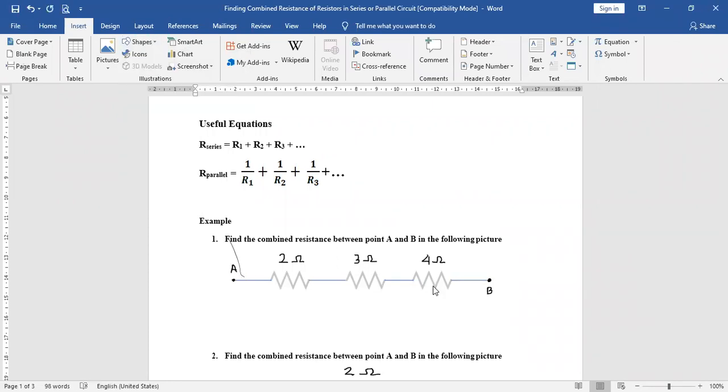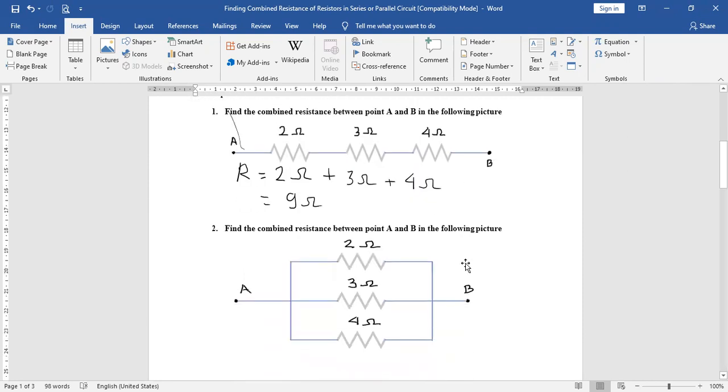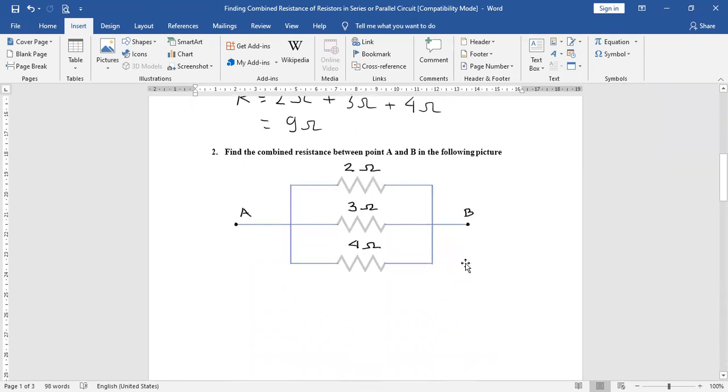Okay, so for this case, how to find the R, or the combined resistance? Just use the equation over here, R1 plus R2 plus R3. So here, I just write down 2 ohm plus 3 ohm and then plus 4 ohm. So I got the result is 9 ohm. Okay, simple, right? I believe that it is easy for you.